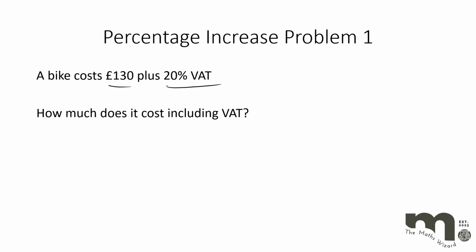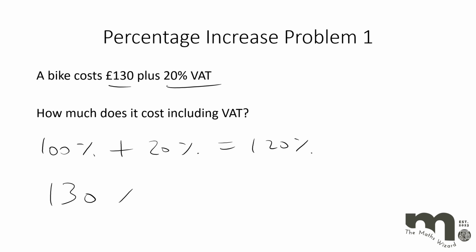Okay, so the £130 is 100%. We've then got this extra 20% VAT. So that means our new amount is going to be 120%. So if I take 130 and I times it by 1.2, so that's my multiplier here, that will give me 156.